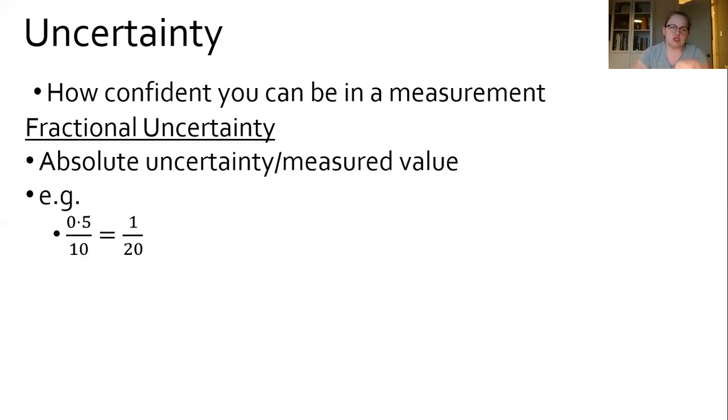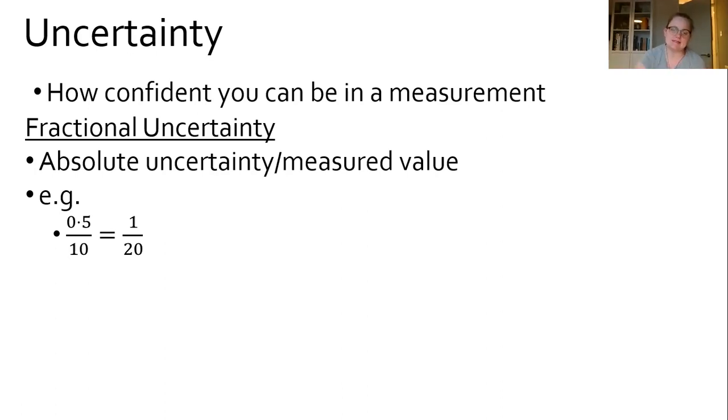Then we can have fractional uncertainty. Fractional uncertainty is based on the absolute uncertainty that we've already talked about, the definite uncertainty we can have, for example 0.5 centimetres because of the resolution of our ruler, plus our measured value. Absolute uncertainty divided by our measured value will give us our fractional uncertainty. For example, 0.5 is our absolute uncertainty and our measured value was 10 centimetres for our piece of string. We would come up with a fractional uncertainty of 1/20th.